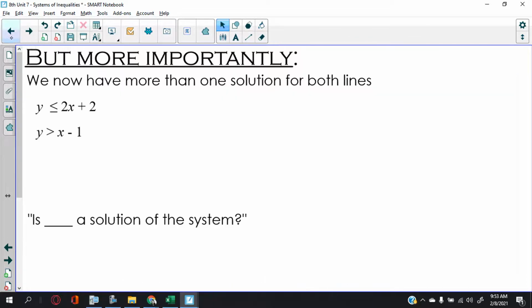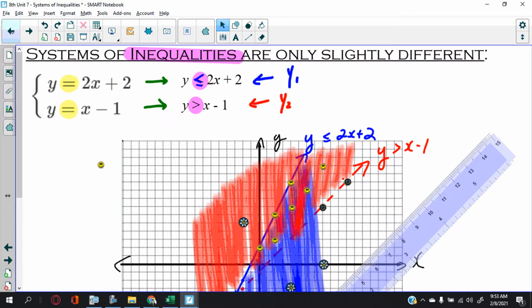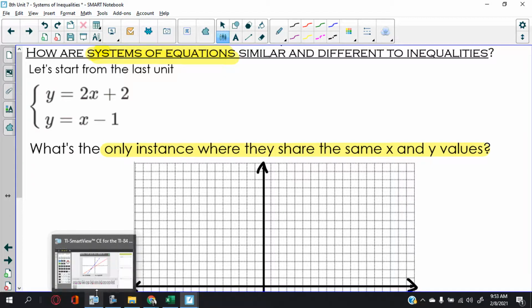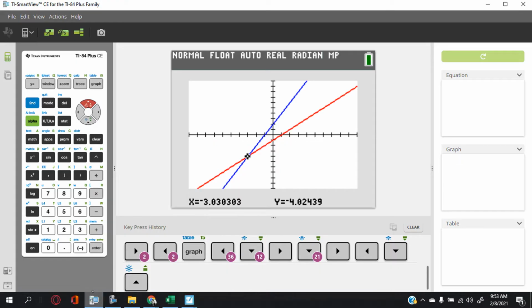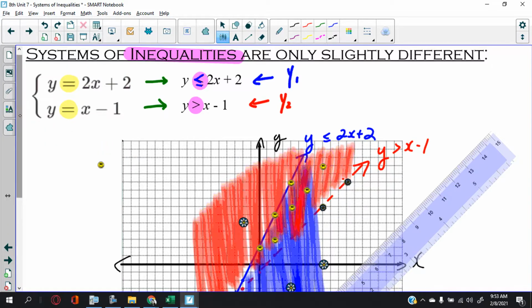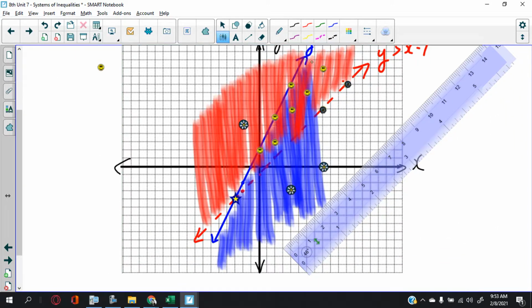Hold on, what else? I basically answered this section on the previous page. So again, a 30-second summary. What we were used to doing were systems of equations, where if you draw two lines, they only have one solution. But now that we are transitioning to inequalities, it doesn't really look like that anymore.